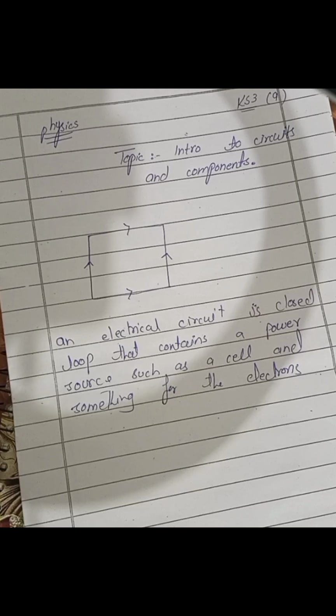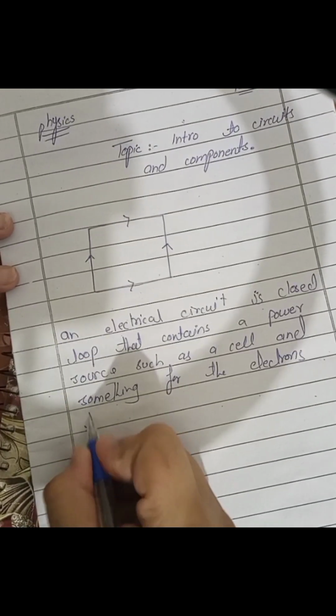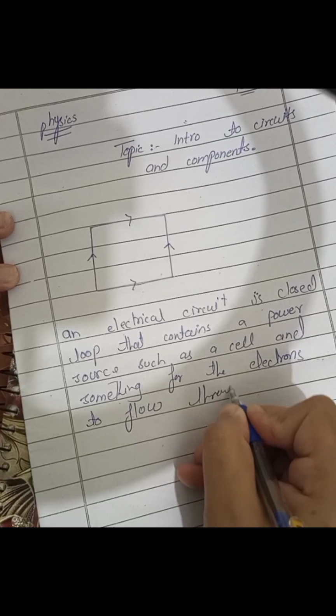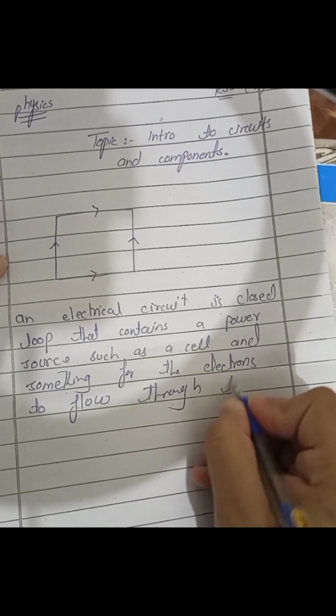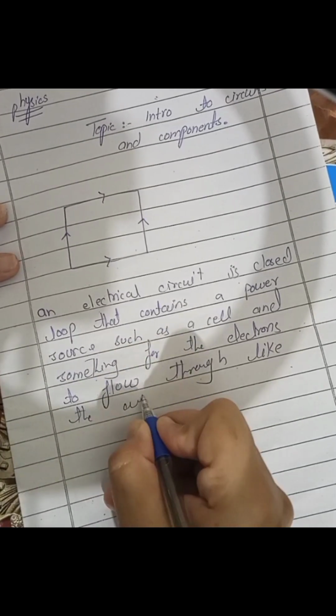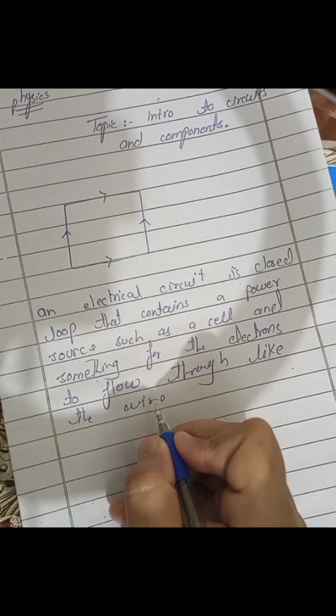And the next thing is for electrons to flow through like this wire. Now I will put some components in this closed loop that is known as a complete circuit.